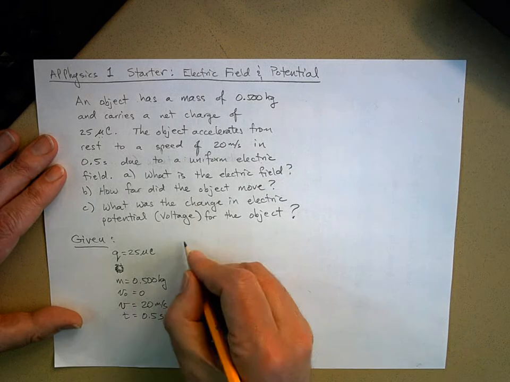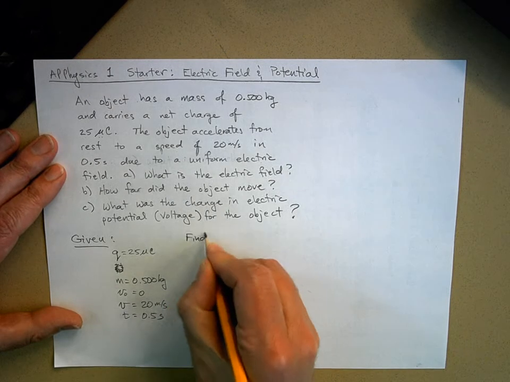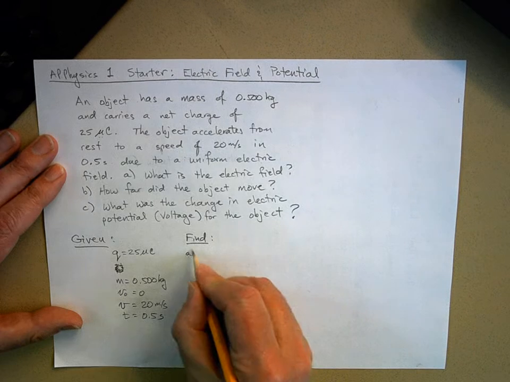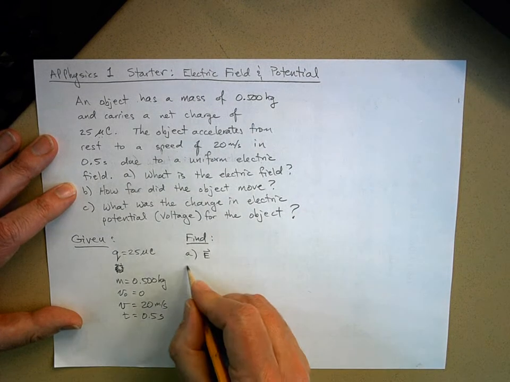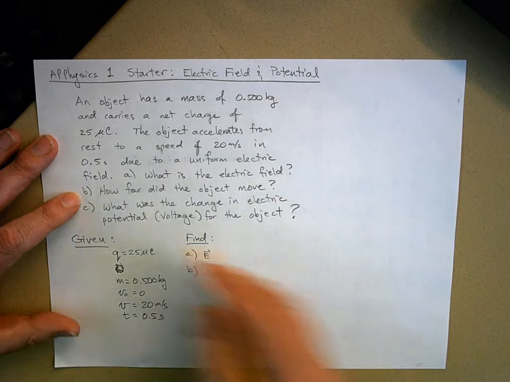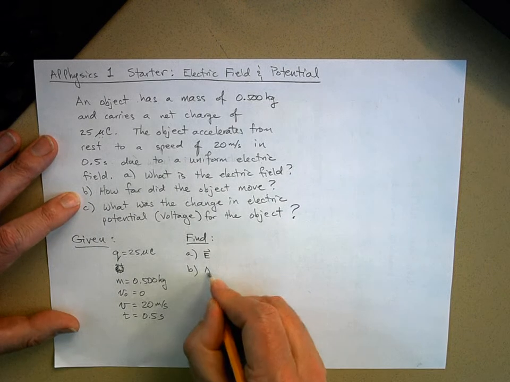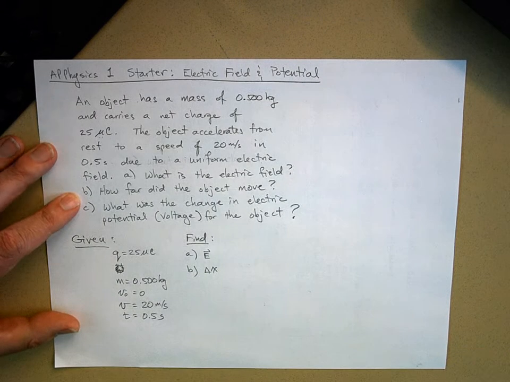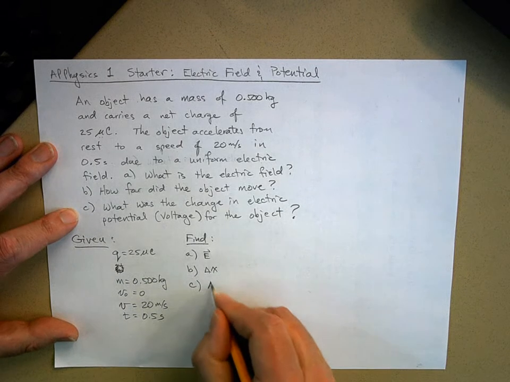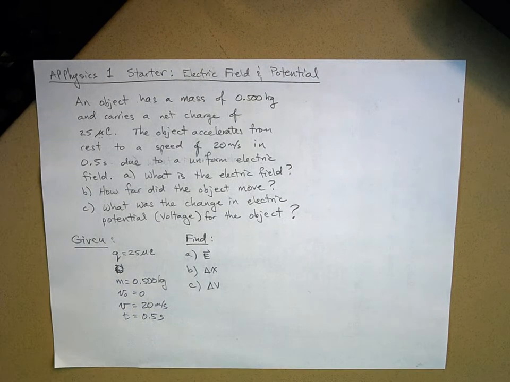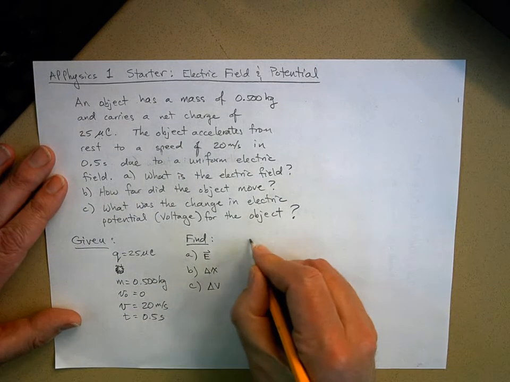And we want to find, well, for part A, what is the electric field? And then B, how far did the object move? We'll call that delta x. And then C, what was the change in potential for the object? Okay? And then let's solve it.